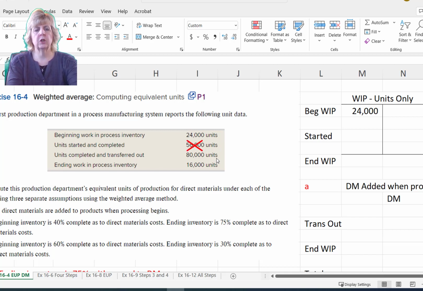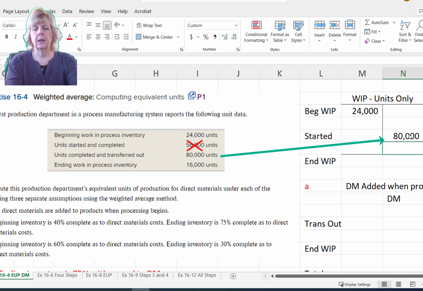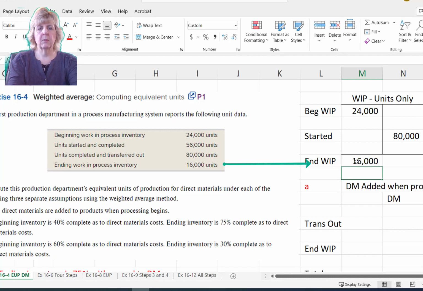The third line here says units completed and transferred out. That is relevant. When units are completed, they are transferred out, and they could be transferred out to finished goods, or they could be transferred out to another department. So I'm going to go ahead and put that 80,000 in. And then in addition to those 80,000 units being transferred out, there's also 16,000 units still hanging around in ending WIP. Okay, stop. Remember what we talked about a few minutes ago. The sum of these 2 must equal the sum of these 2.